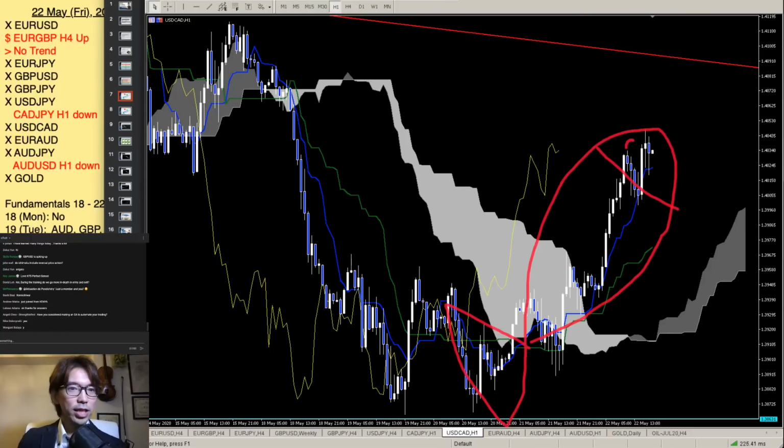Can we use this for short intraday trades? Yes, you can apply this in smaller time frames too, Talao. That's possible.